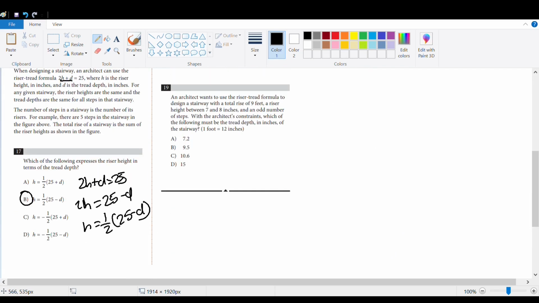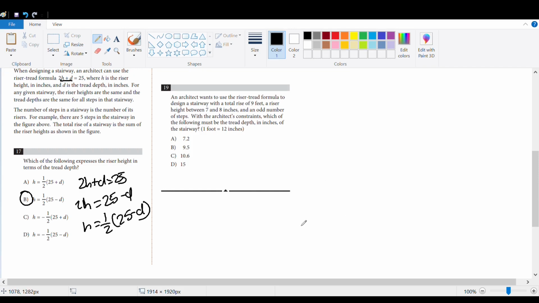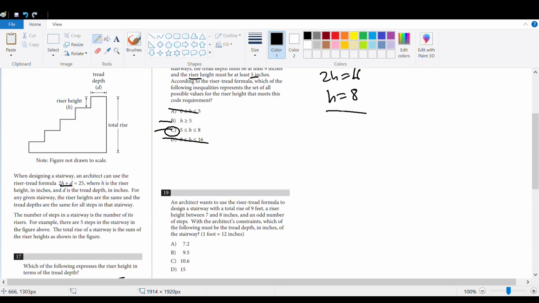And 19. So I read the SAT explanation for this, and I didn't really understand it that well, so I just made up my own explanation. So an architect wants to use a riser tread formula to design a stairway with a total rise of 9 feet, a riser height of between 7 and 8 inches, and an odd number of steps.